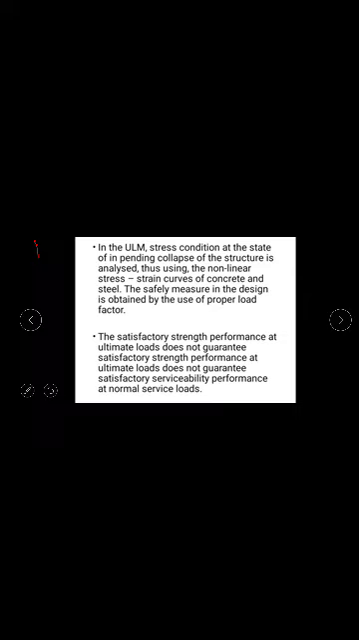In the working stress method, the ultimate stresses are reduced to permissible stresses, whereas in the ultimate load method, the load which the structure actually undergoes is inflated to a higher value by multiplying it with the term load factor. So that is the major difference between the ultimate load method and the working stress method.